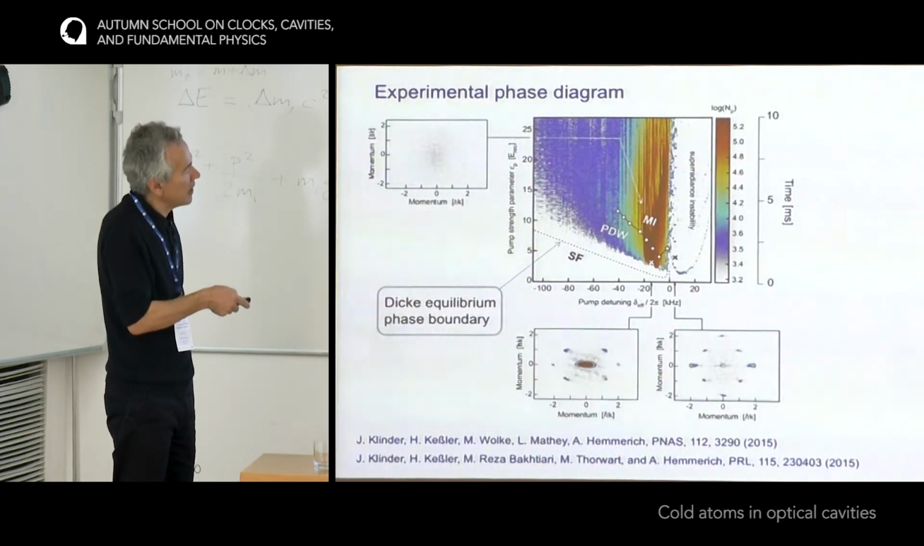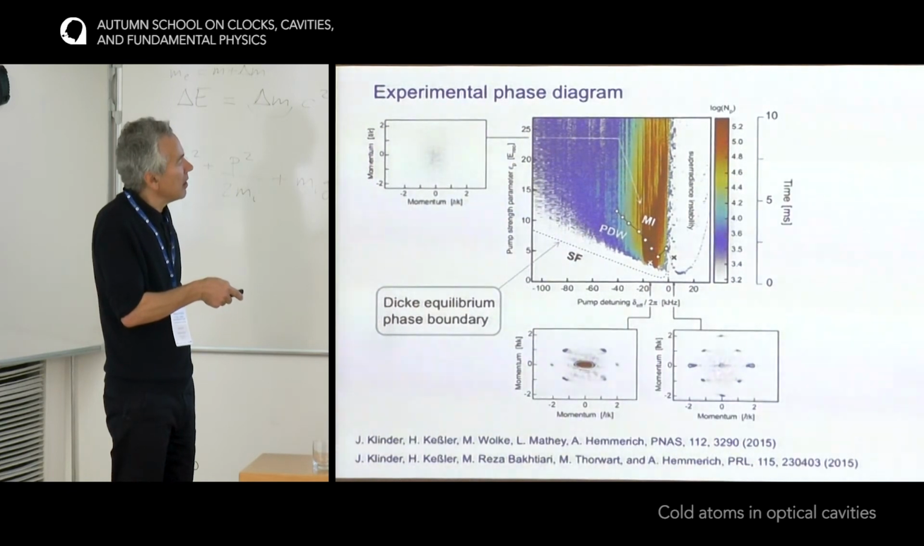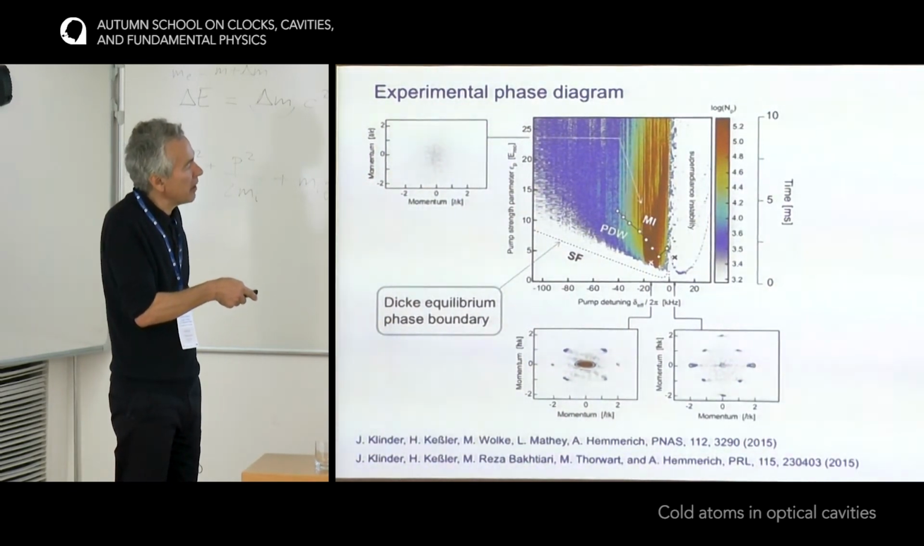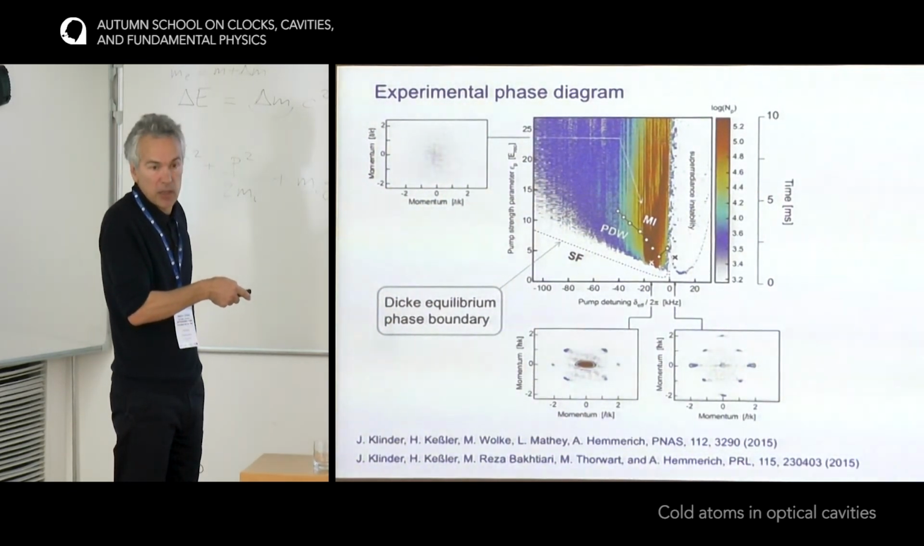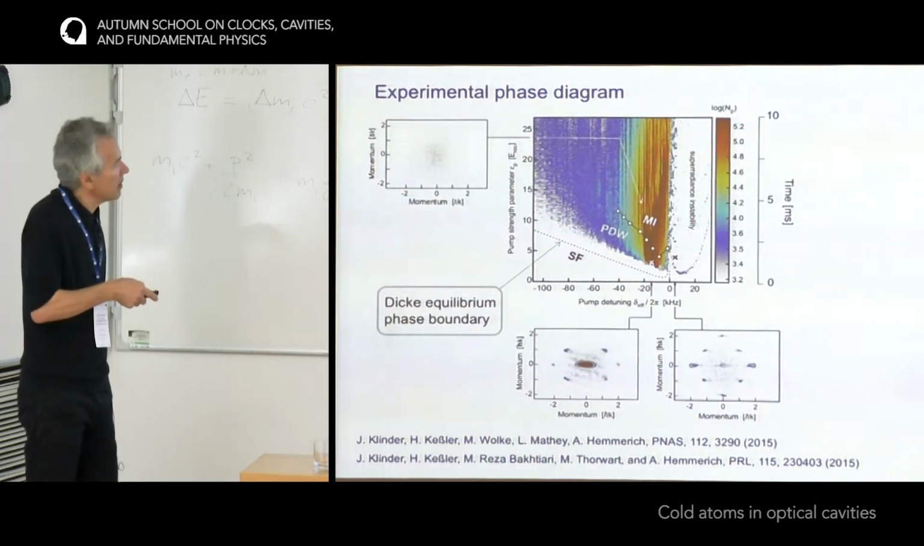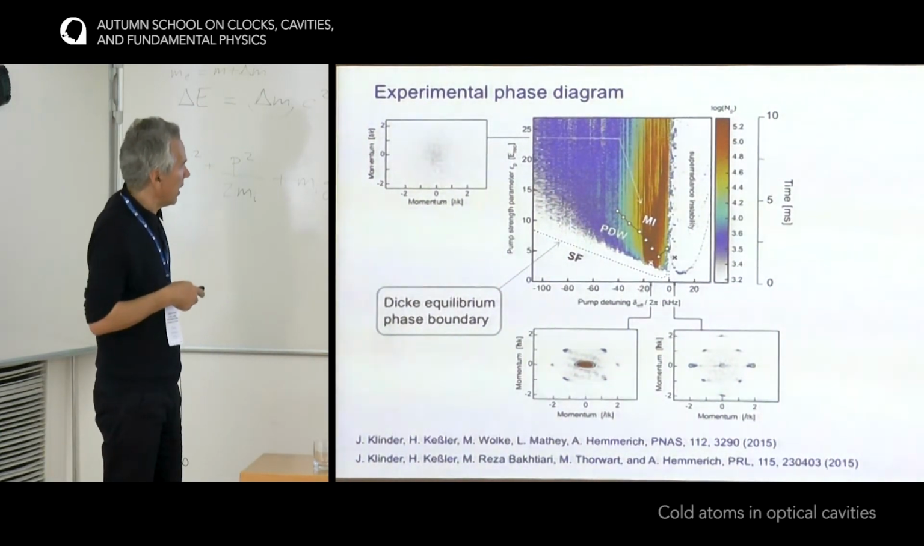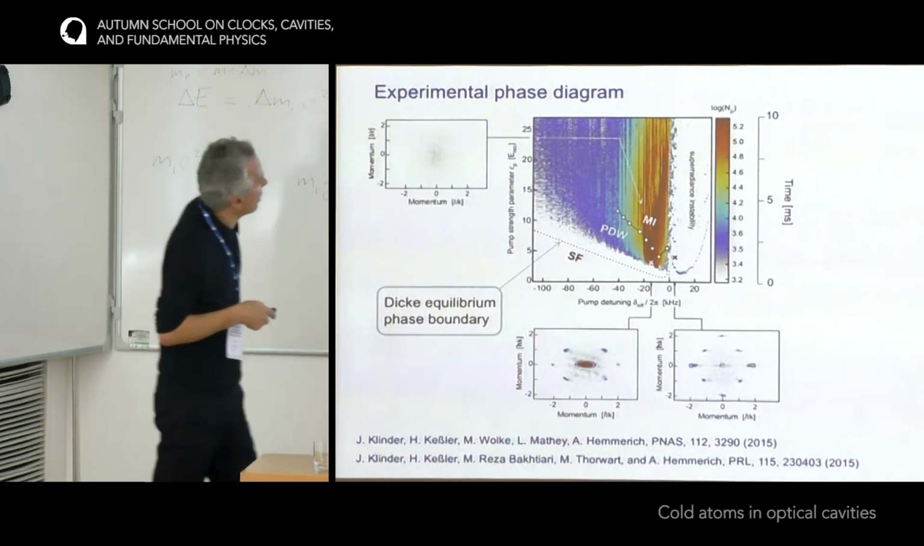And this is the kind of momentum spectrum that you see. You see that the Bose condensate is fully depleted and the system is strongly excited into higher momentum modes. This is very different from the stationary situation that you can have on the red detuning side.